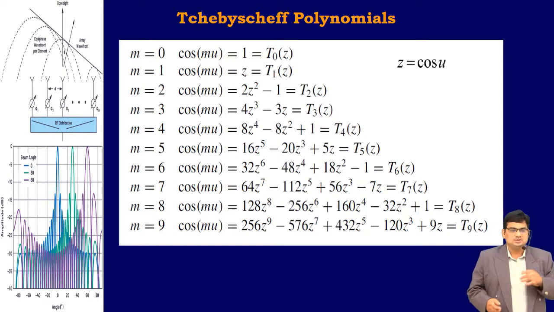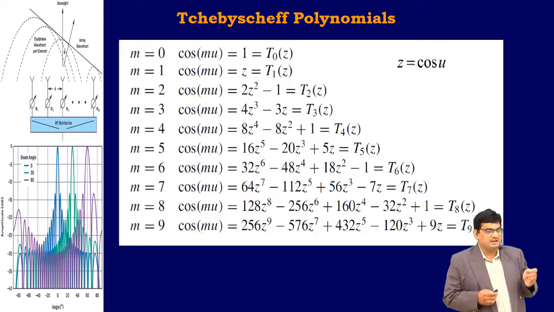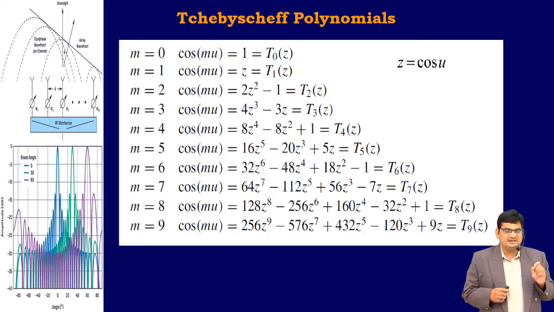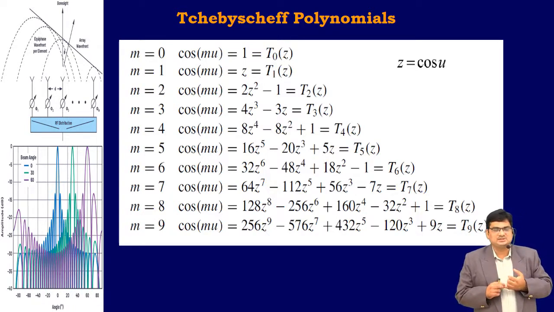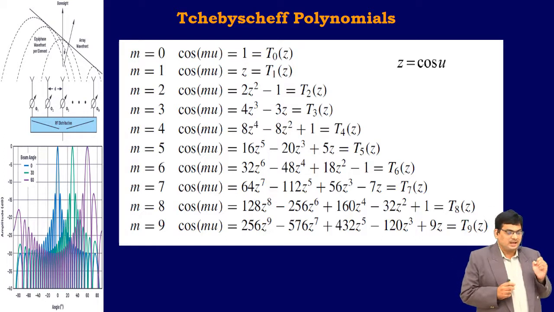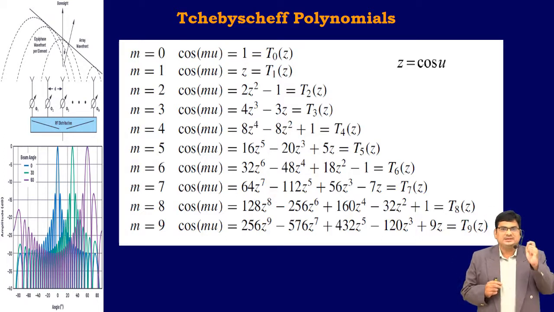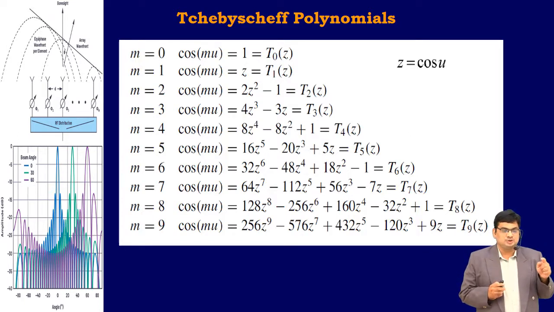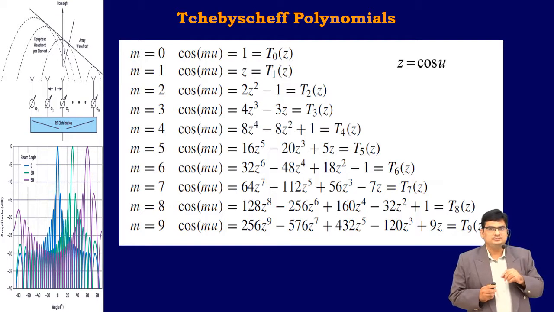This is how we find the polynomials. Suppose m is equal to 0. That is the first polynomial, T0 of z, where we put z equal to cos u. So cos of m cos inverse of z, where we take cos u equal to z, or u equal to cos inverse of z. Then T0 of z is equal to 1.